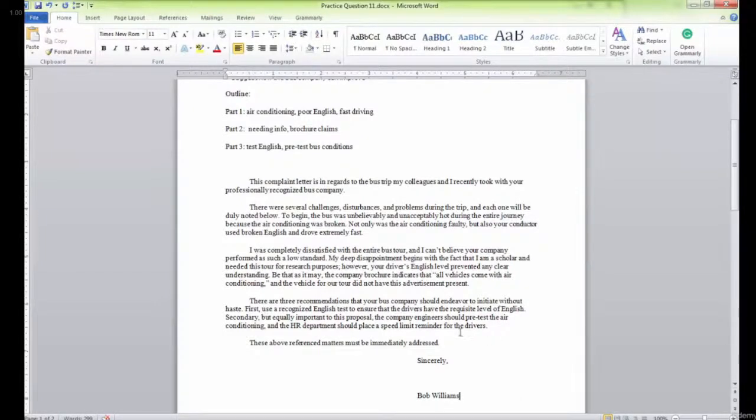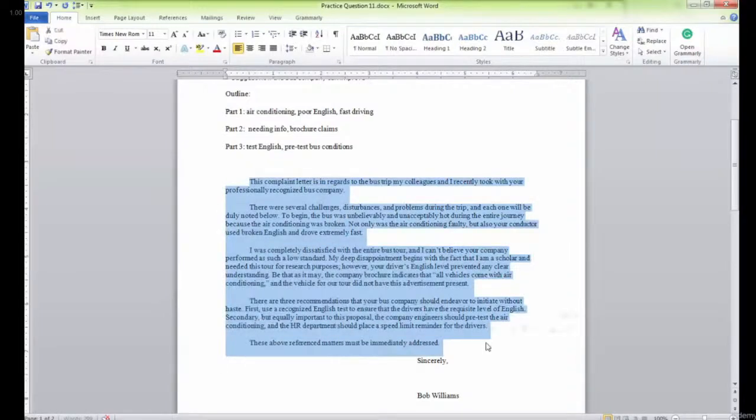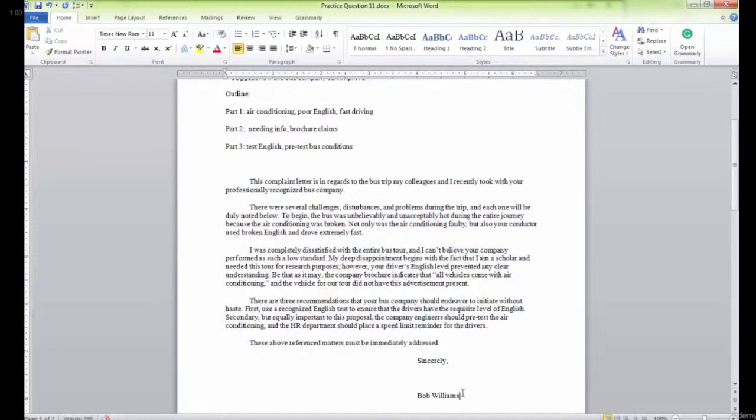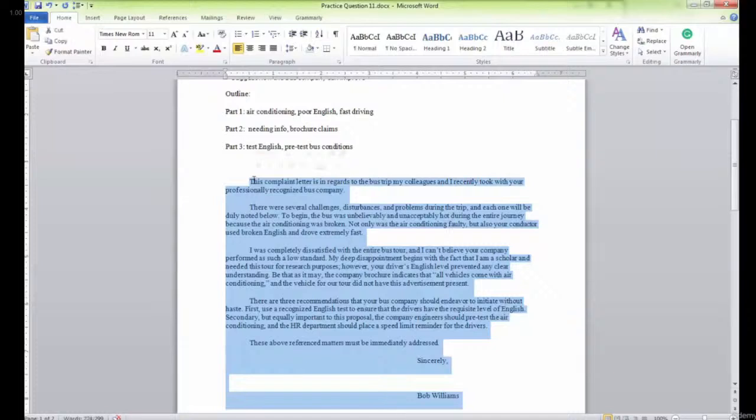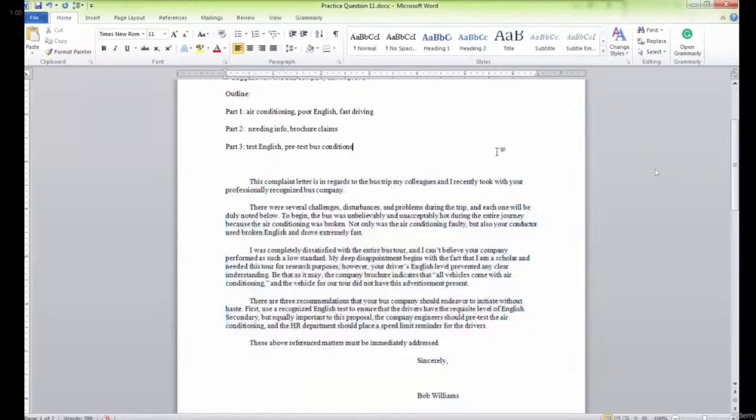Bob Williams. Right. So let's take a look at our language, our word count. We're at 224. Right. So that's what a formal letter looks like. That was a live letter. There are probably some things I might change here and there, but when you're doing a live letter, that's what you want. This is how it is.